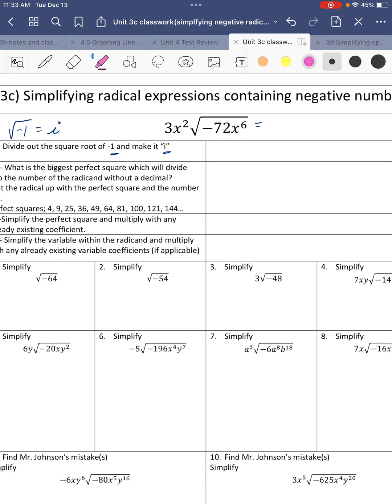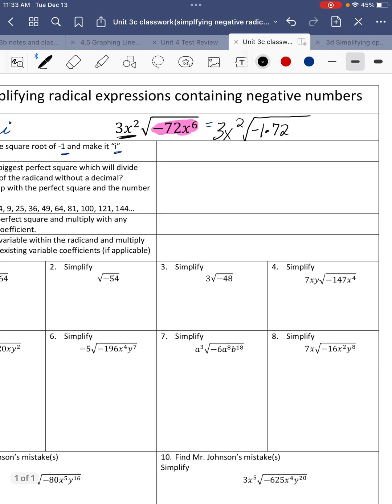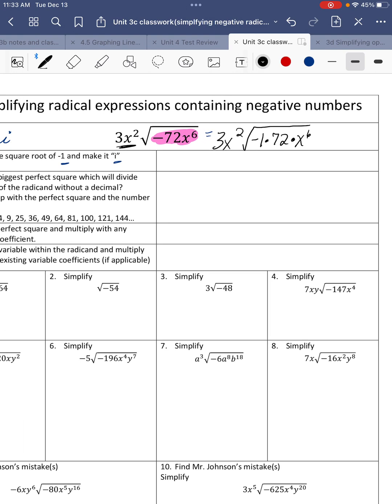So I'm going to concentrate on what's underneath the square root here, and I'm going to break it up so you can see all the different parts. We have the 3x squared on the outside. That's going to stay on the outside. On the inside of the square root, the -72 can get broken up into the -1 and a +72, and then x to the 6. We have the 3x squared on the outside. I'm going to break up the square root to all the different parts of the multiplication: the square root of -1 times the square root of 72 times the square root of x to the 6th.